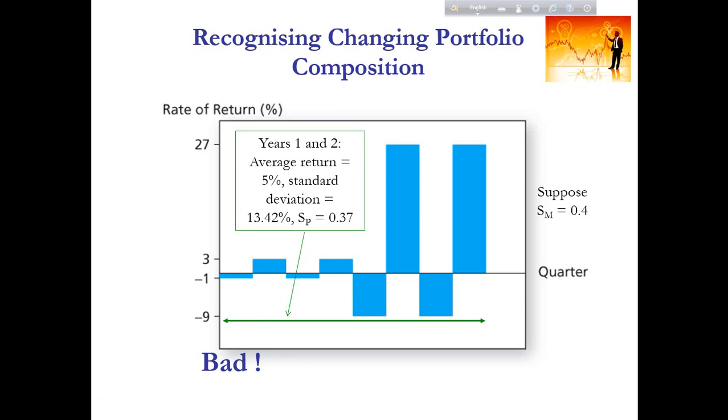So this example identifies the problem of trying to evaluate the performance of a portfolio that changes in its composition across time. And the key takeaway message is that you need to ensure that the risk profile of the asset or portfolio you are evaluating remains constant in order for your portfolio evaluation to be valid.